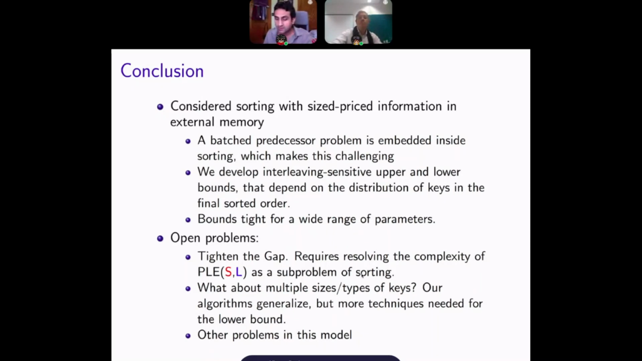This will require resolving the complexity of this batch predecessor as a subproblem of sorting. But again, this was a simple toy problem. What if you have multiple sizes, multiple types of keys? The algorithm generalizes, but the lower bounds won't be tight straightforwardly. And again, we just considered sorting, but you could consider other problems in this model also.